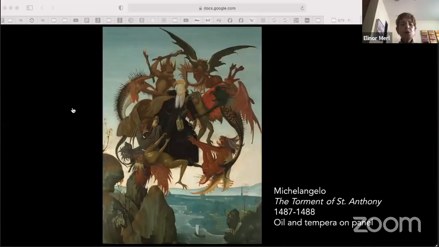Here's a version of the story which was painted by the adolescent Michelangelo. And this is a more common depiction, and it's of fantastical creatures flying through the air, holding on to St. Anthony.